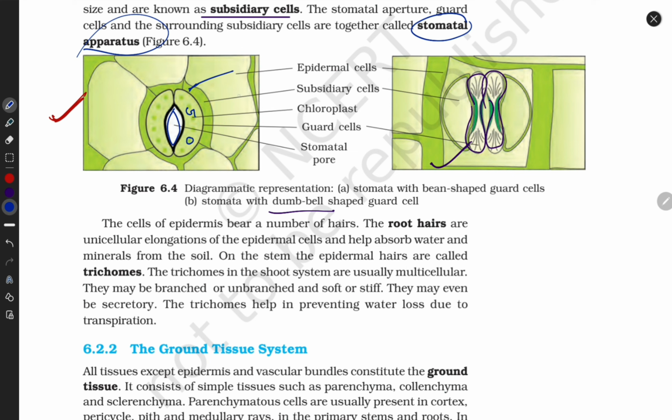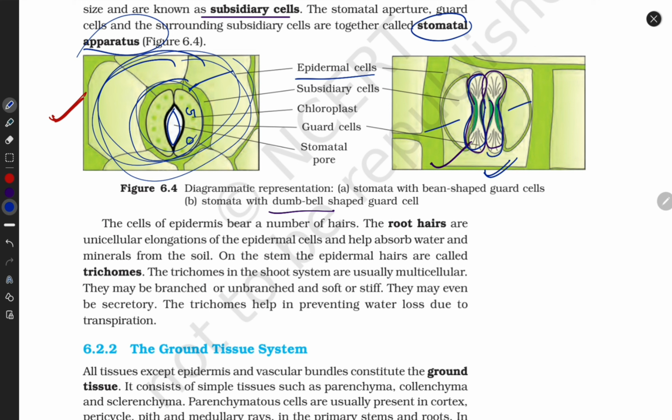Helpful, na? And these remaining ones are what? Epidermal cells, because the stomata are embedded in epidermal cells. These are dumbbell shaped guard cells. These are subsidiary cells, and these are epidermal cells. Embedded means if these are epidermis, here is stomata, here is stomata.